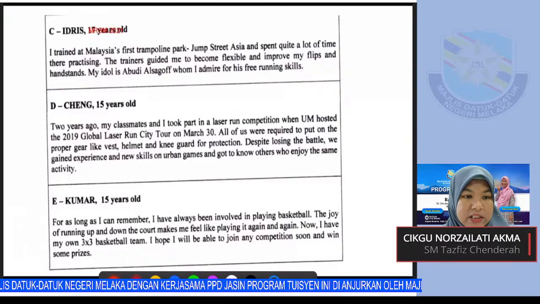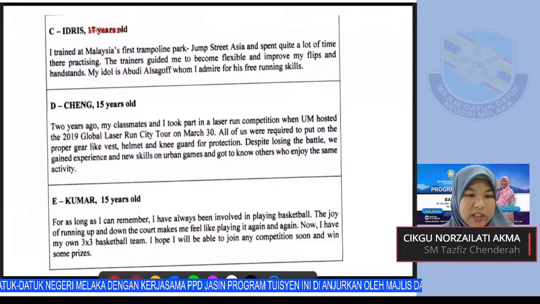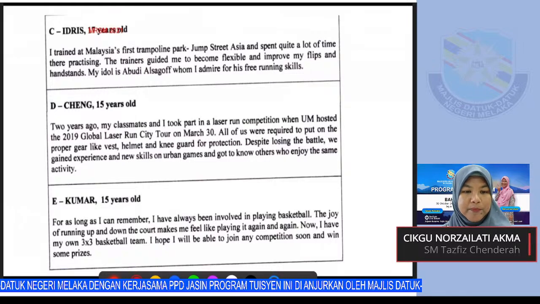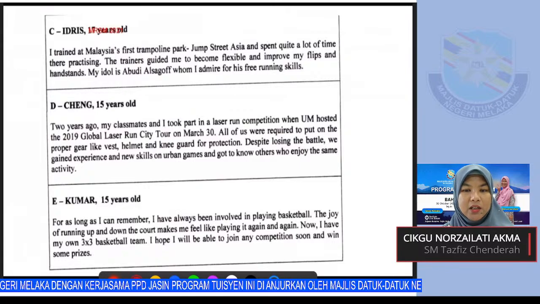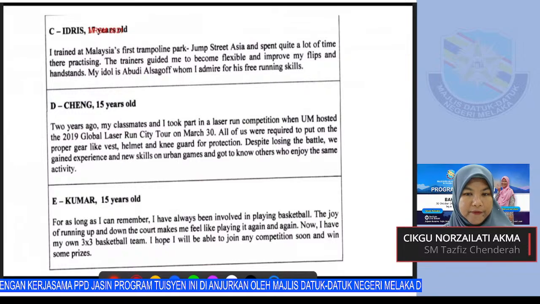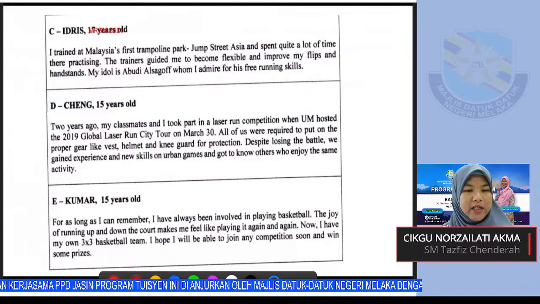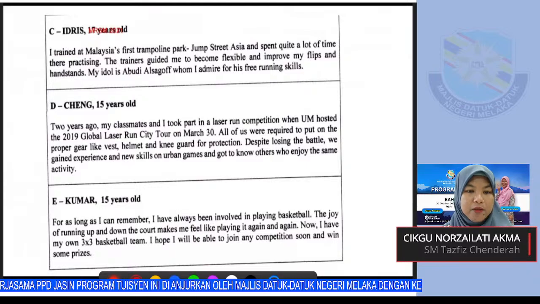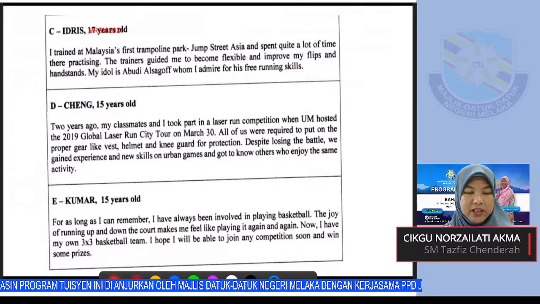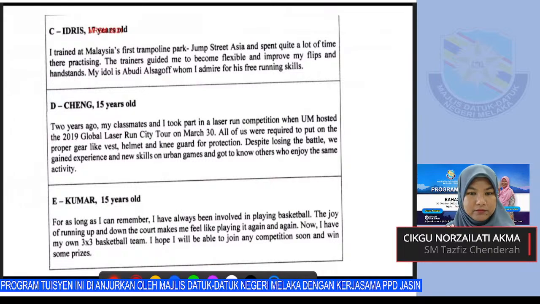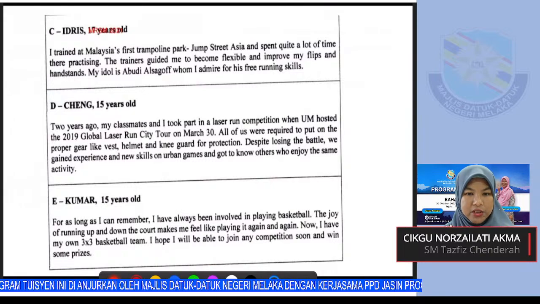Idris, 17 years old. I trained at Malaysia's first trampoline park, Jump Street Asia, and spent quite a lot of time there practicing. The trainers guided me to become flexible and improve my flips and handstands. My idol is Abudi Al-Sagov, whom I admire for his free running skills. Okay, here, first, the urban sport.